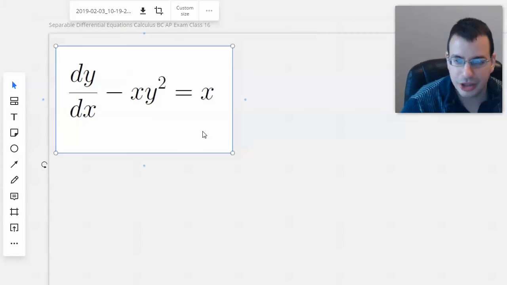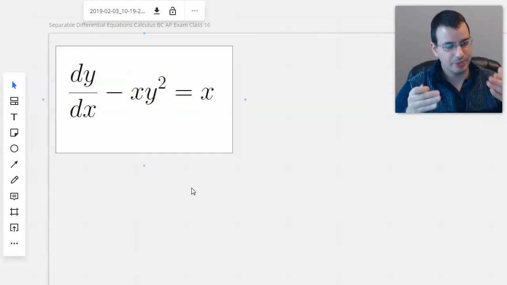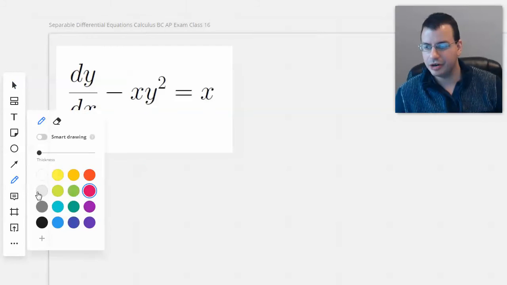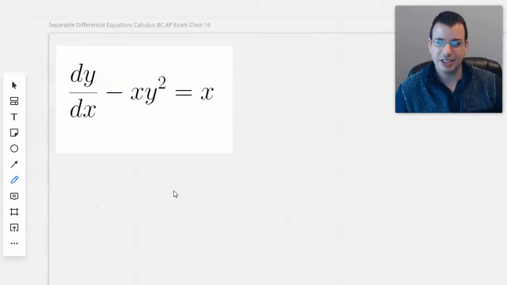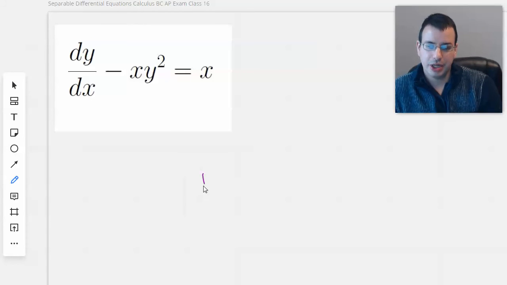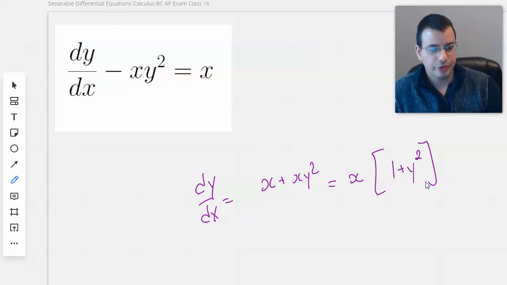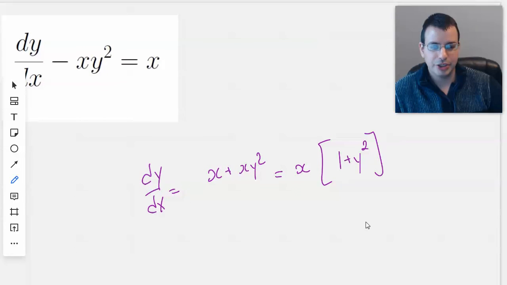This is probably more like the sort of thing you'd see where you have multiple pieces and you kind of have to pull it together. It doesn't make it harder. In some ways, it kind of makes it easier. But the way you'd approach this one is, all right, well, dy/dx equals x plus xy squared, which equals x, factor out the x, 1 plus y squared. And it's like, oh, okay, 1 plus y squared.